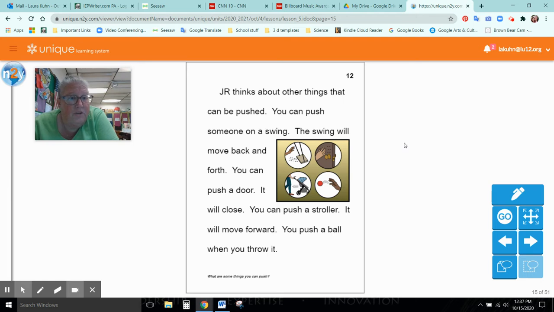Let's think of some other things that you could push to show motion. You could push your button on your device to make it speak. You could push the mouse around on your computer screen to select things. You could push your popsicle up out of the container, out of the wrap. So there's a lot of things that you probably don't even realize that you're pushing to make move.